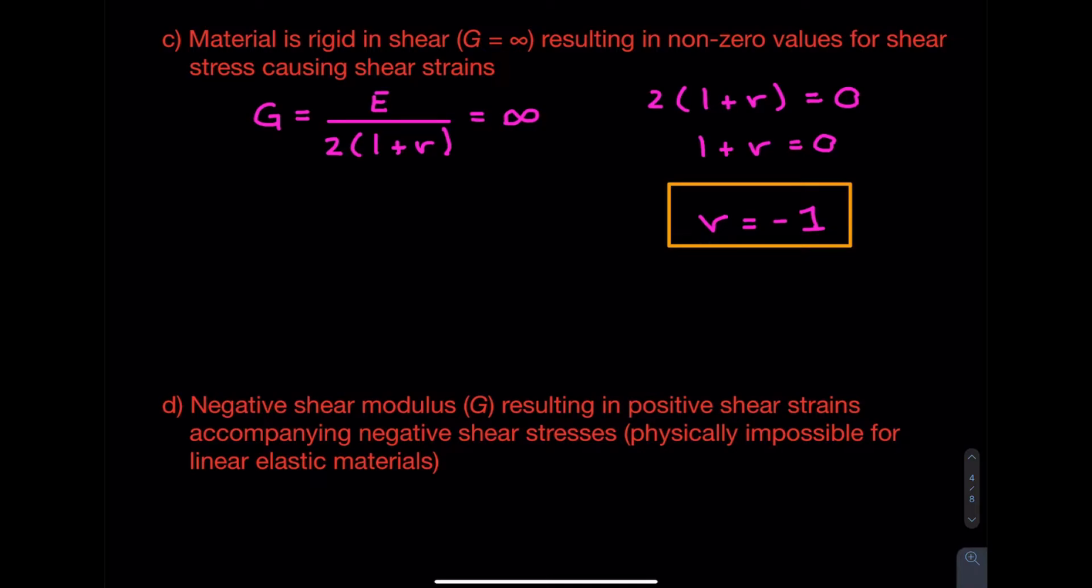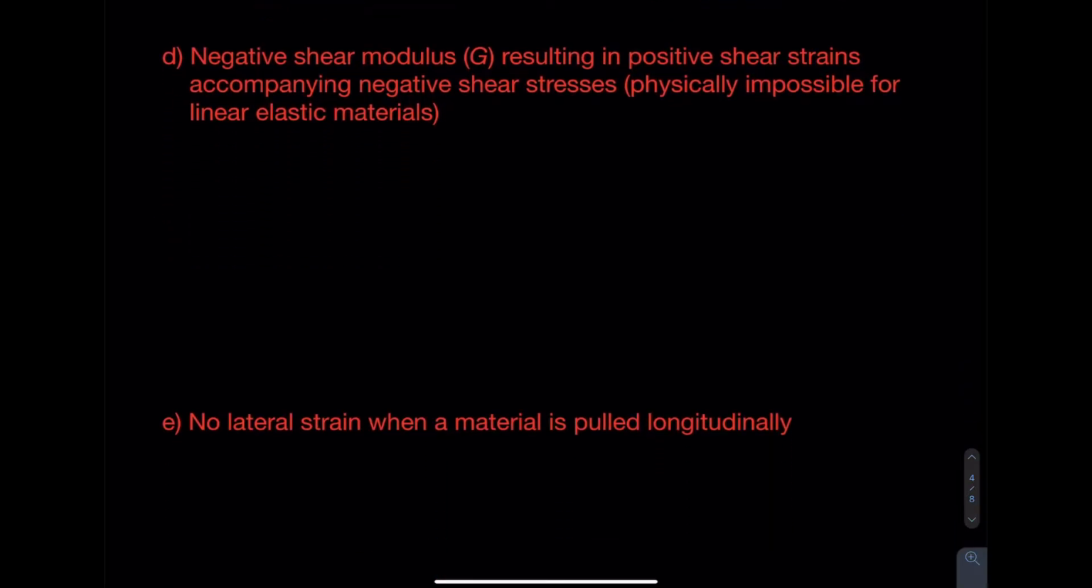All right, moving on, we're going to consider the same case now, but a negative shear modulus, resulting in positive shear strains for accompanying negative shear stresses, which again is physically impossible for these linear elastic materials. So I'm going to come down here and do the same thing as before, where I say G is equal to E over 2 multiplied by 1 plus V. Well, again, in a linear elastic system, we know that E is going to be greater than 0. Therefore, the only way this could be negative is if the bottom, which is 2 multiplied by 1 plus V, is less than 0.